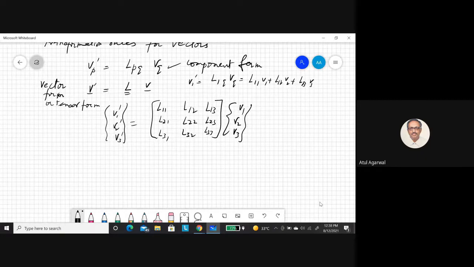So I think I have done enough on vector representation. Basically, a vector has to be represented by its components. Components depend on the coordinate system. As you change the coordinate system, the components will change, though the vector is the same.